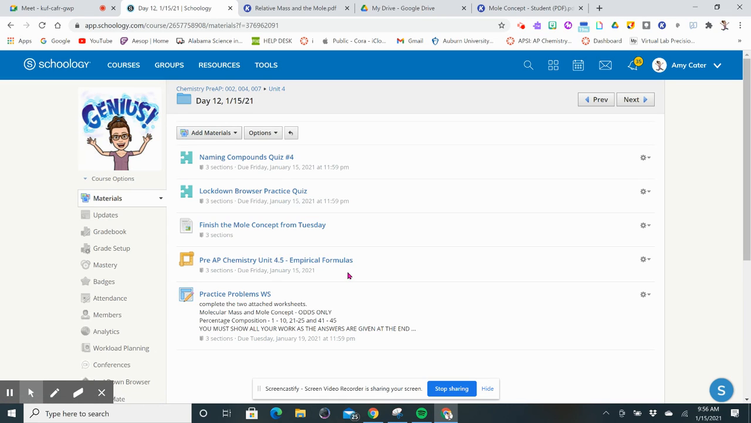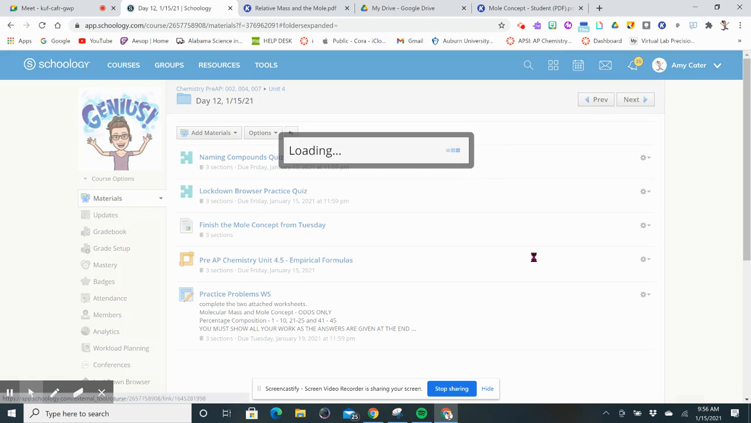Hopefully the Ed puzzle makes a little more sense now that we've done it. Here's the Ed puzzle for tonight: empirical formulas. And then your 2 practice problems. I was going to change something. The due date on the Ed puzzle. That was it.